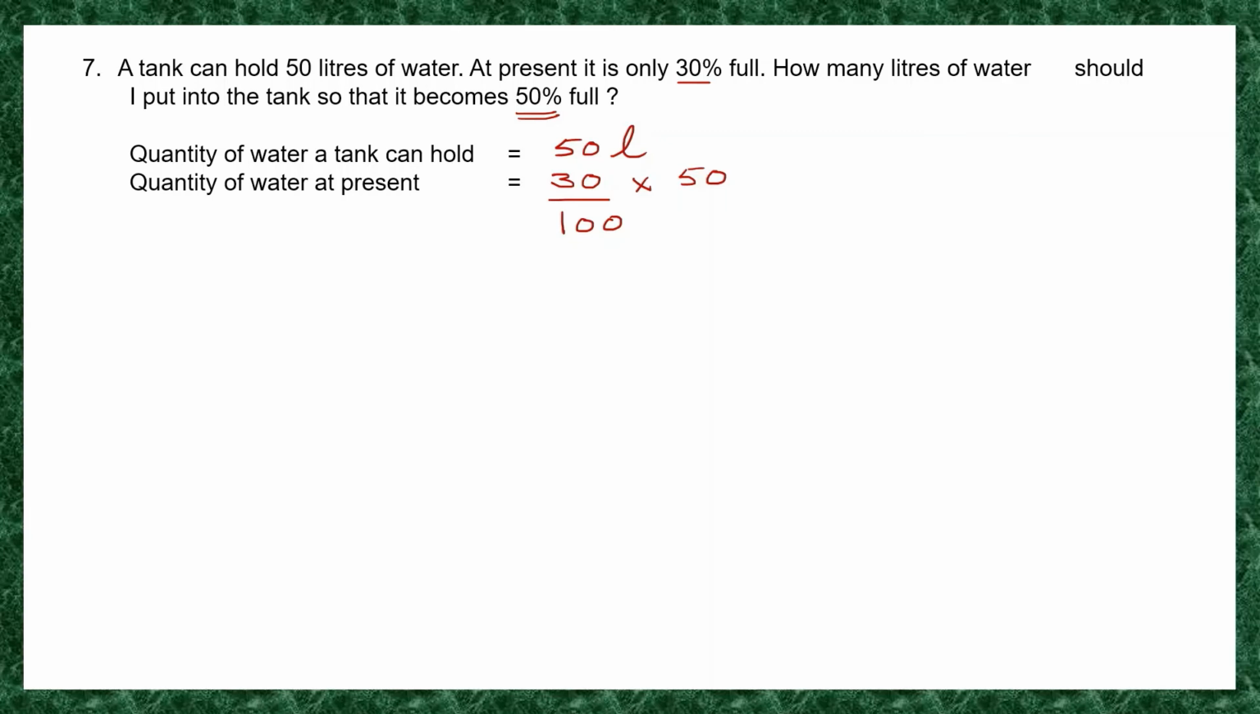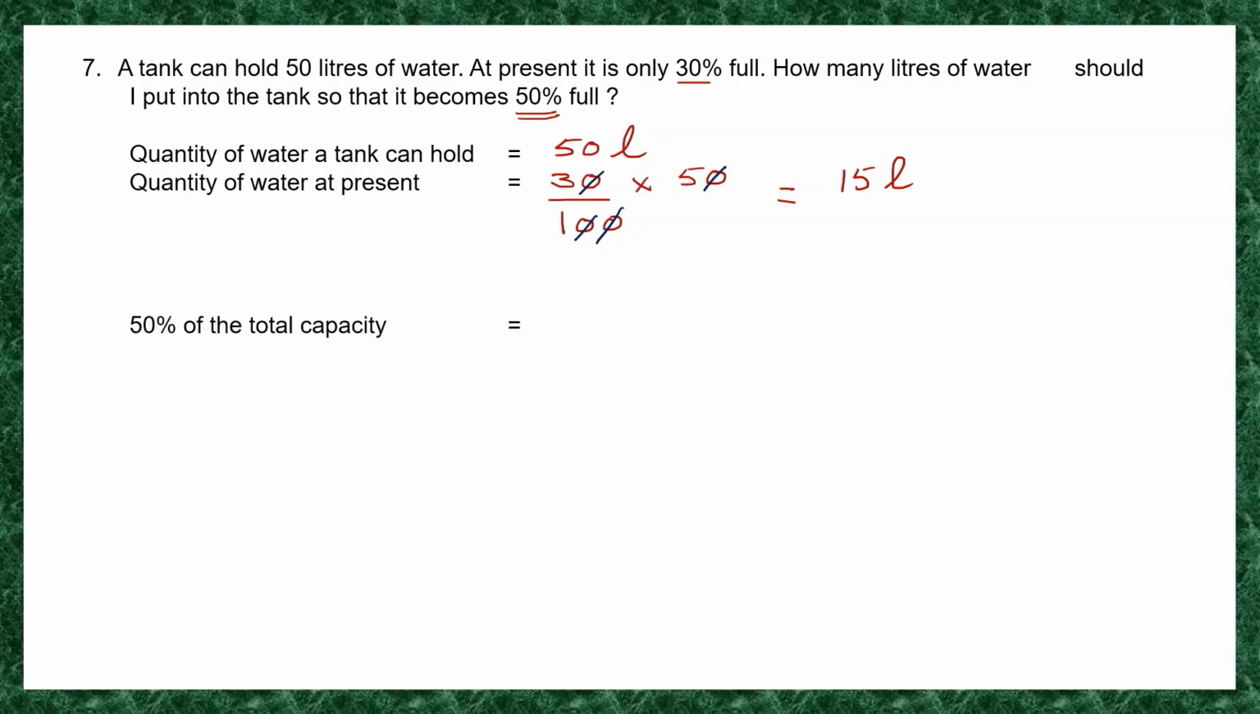Okay, so let's cancel whatever we can. I'll cancel one zero down, one more 0 here. So now 3 into 5 is what I have in the numerator, that is 15 liters. So right now, at present, there are 15 liters of water in the tank, that is 30%. So I have found out what 30% of water is, it's 15 liters.